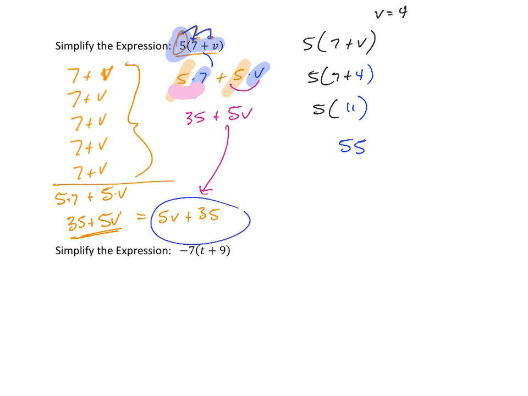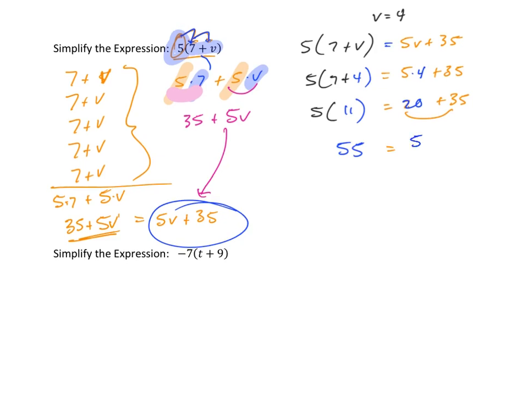And then we look at what our solution was. We said our solution was that it was going to equal 5v plus 35. So we said that was going to be 5 times, we called v 4. So we're going to put 5 times 4 plus the 35. All right, and 5 times 4 is 20 plus the 35. And 20 plus 35 is 55.